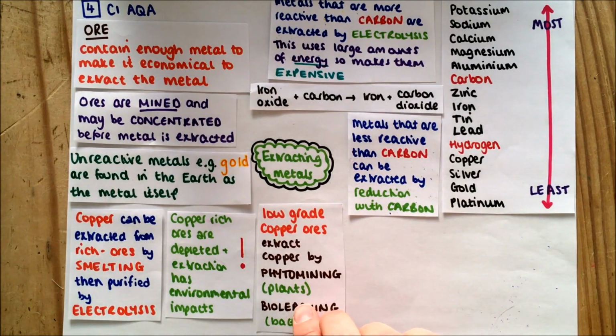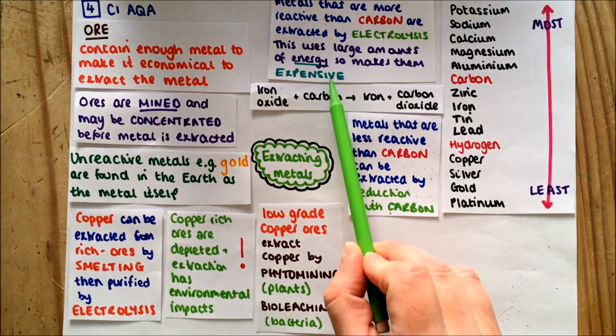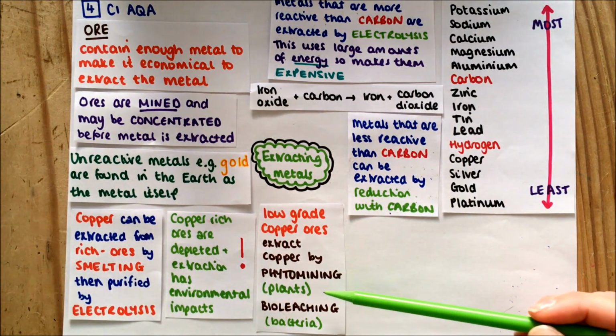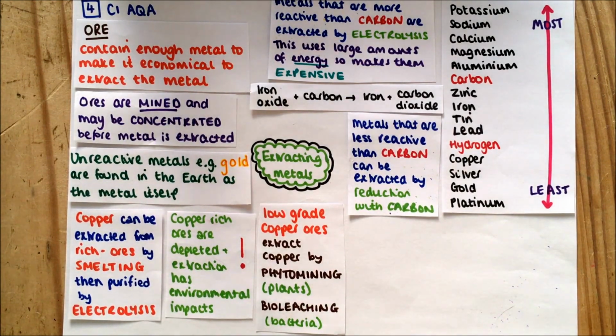Low grade ores, so ores that don't contain very much copper, we're not going to do this process, because electrolysis is really expensive because it requires lots of energy, and if I don't get much copper out of it because it's low grade, then there's no point in using electrolysis. So I'm going to use plants or bacteria, which are far cheaper. If I use plants, it's called phytomining, and if I use bacteria, it's called bioleaching.